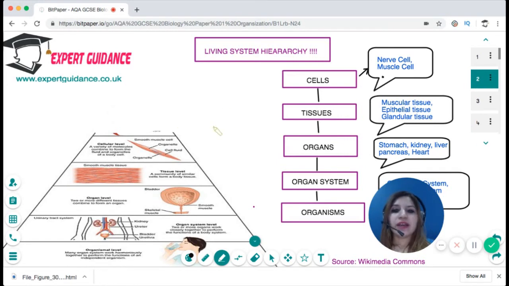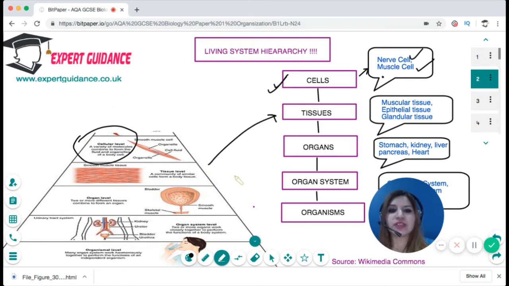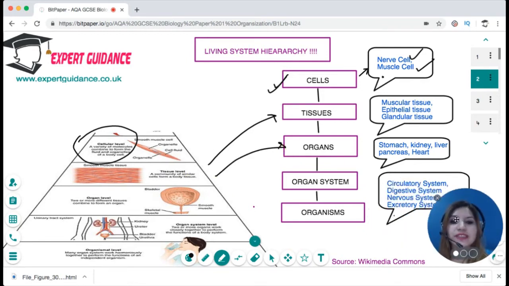Now, in the previous unit, we studied the cell, which is the basic structural and functional unit of the body. Examples are nerve cells and muscle cells. Now, when a group of cells combine to perform a specific function, that becomes a tissue. When groups of tissues combine together to perform a specific function, it becomes an organ. And when groups of organs combine together to perform specific functions, that becomes an organ system. And an organism is nothing but a collection of different organ systems. Now, what are the different organ systems?